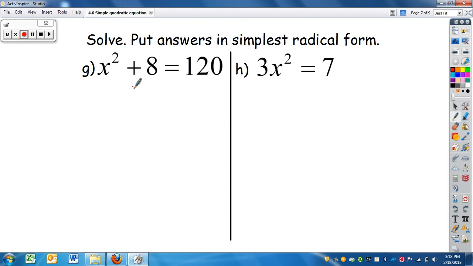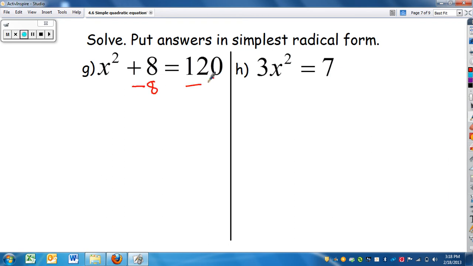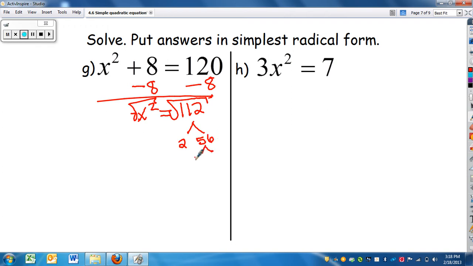So on G, minus 8. I get x squared equals 112. So I'm going to square root. Again, 112 is not a perfect square, so I can break down 112. I know that's 2 and 56. 56 is 7 and 8. 2 and 4. 2 and 2.